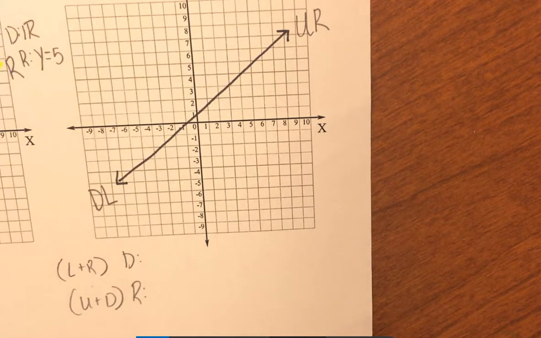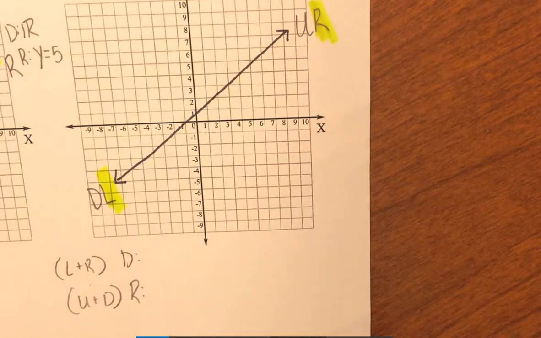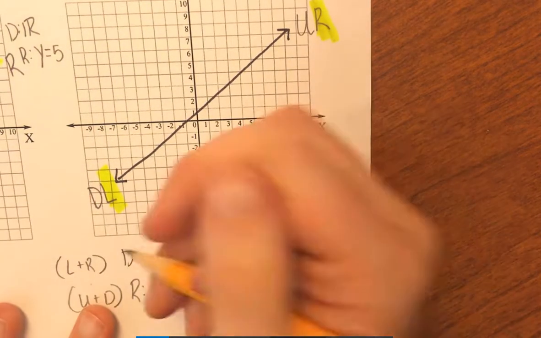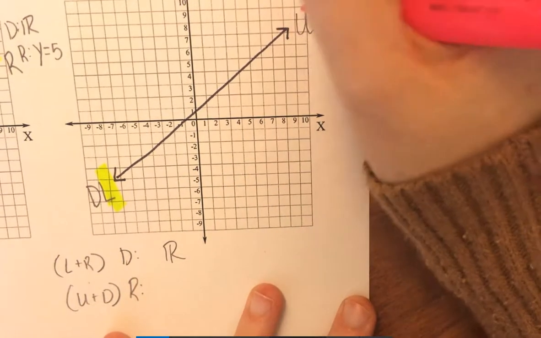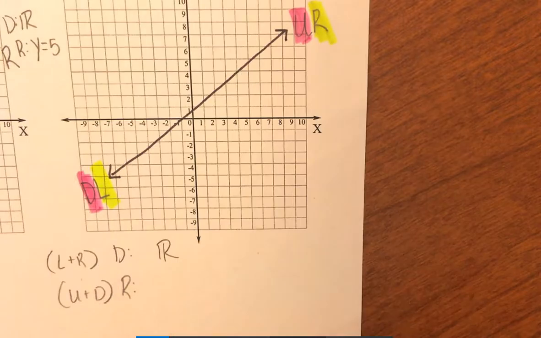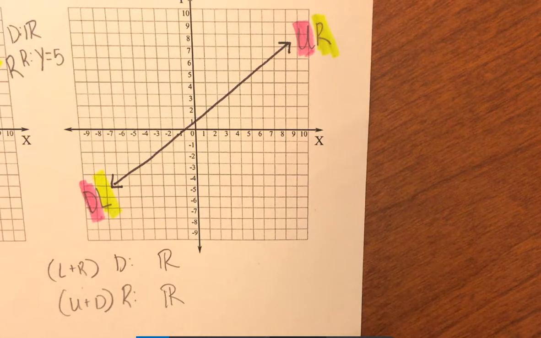So your domain is right here. It's going to be right and left infinitely. So that's going to be all real numbers. And the range, which goes up and down, is also going to be all real numbers. There are no limits. This line is going to continue to expand in all directions.